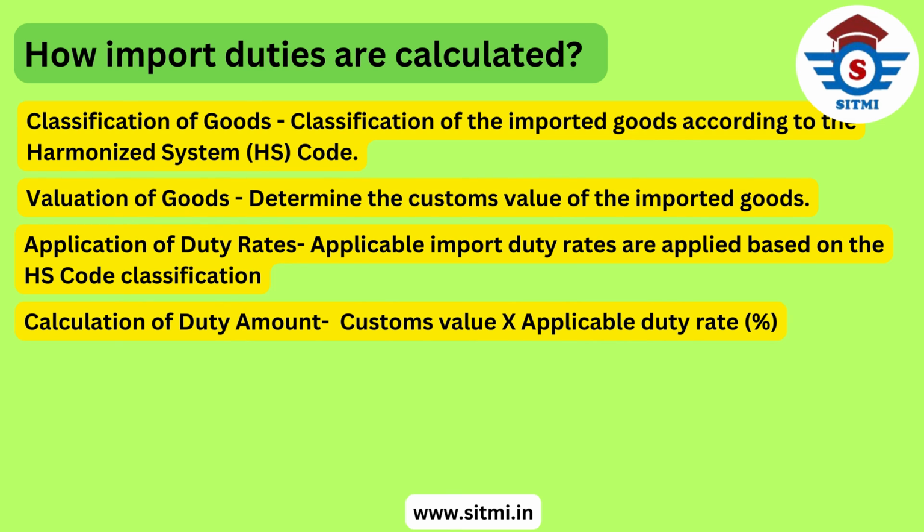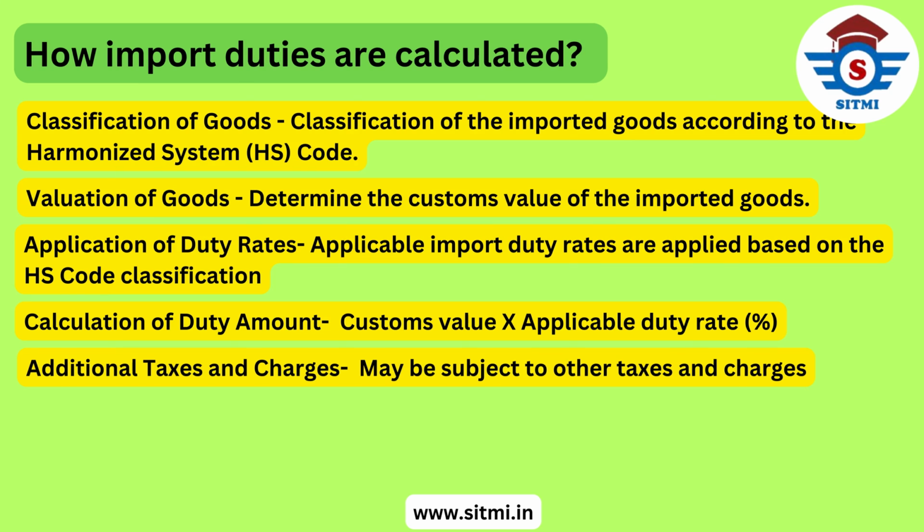The fourth point is the calculation of duty amount. The import duty amount is calculated by multiplying the customs value of the goods by the applicable duty rate expressed as a percentage. For example, if the customs value of a product is $1,000 and the applicable duty rate is 10%, the import duty will be around $100.